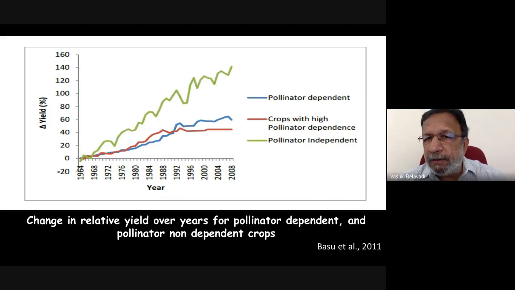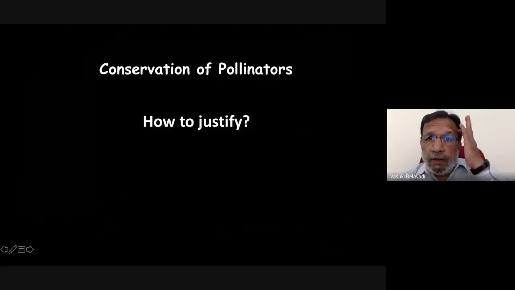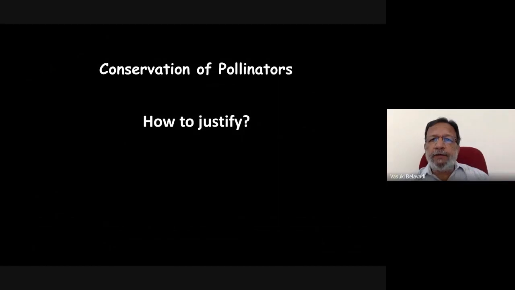Okay, this has been there in the pulse production and the oilseed production. So all these show stagnation. This probably is because we are not recognizing the importance of pollinators here. So probably if we conserve pollinators and also enhance the pollinators, we can in fact realize higher yields in all these crops also. So how to justify conservation of pollinators?